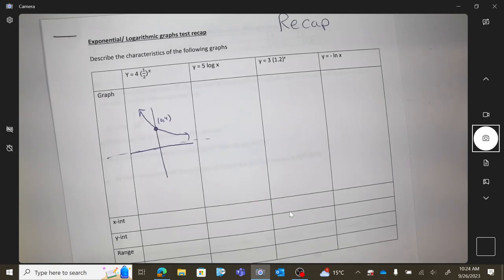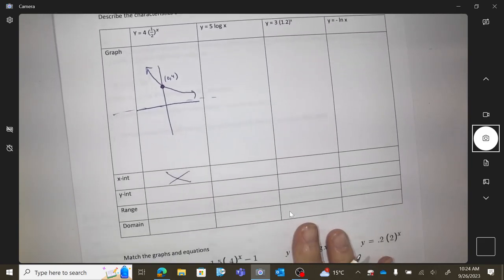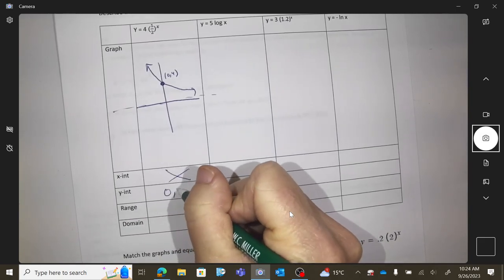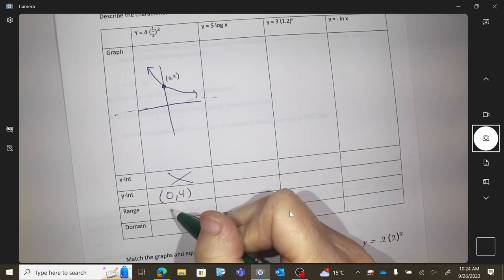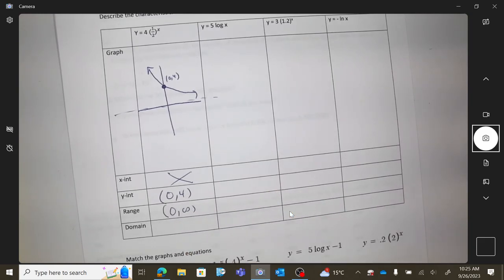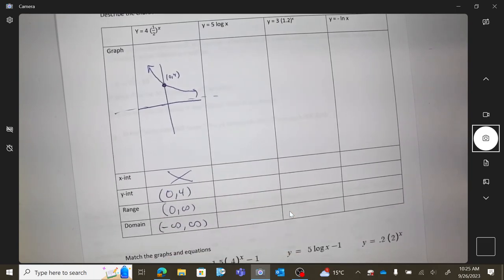So, x-intercepts. There are no x-intercepts, right? The y-intercept was at 4. The range, so the range is the height, so that's 0 to infinity. And the domain is left and right.